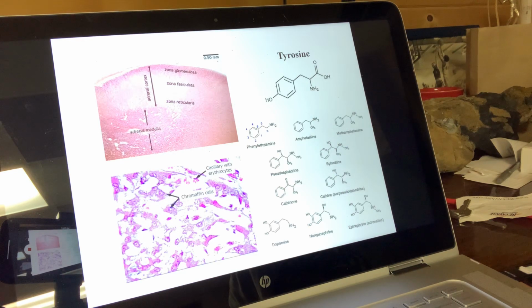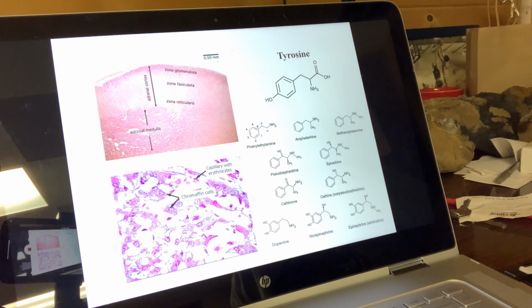This is another diagram showing a slide. This is the capsule out here. Here's the adrenal cortex with the zona glomerulosa, this dark area here, the zona fasciculata in here, and then the zona reticularis here, and then the adrenal medulla with the chromaffin cells in here.